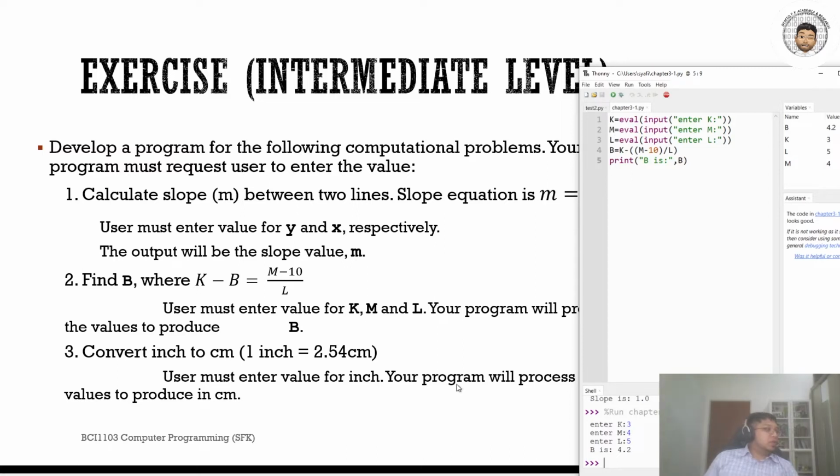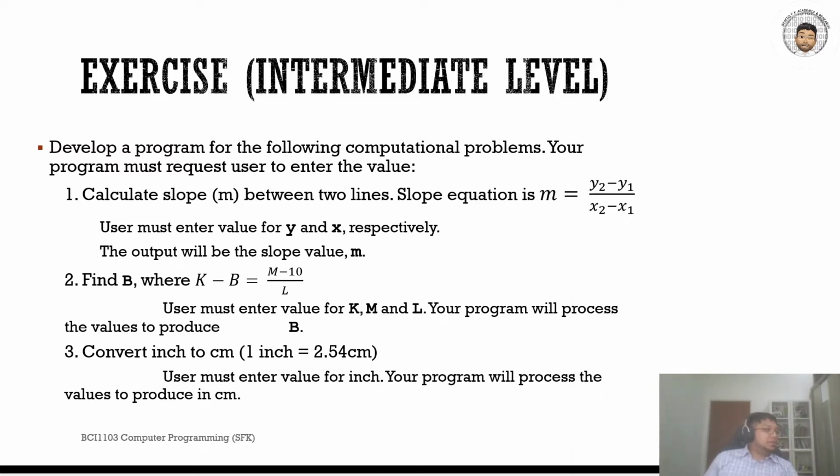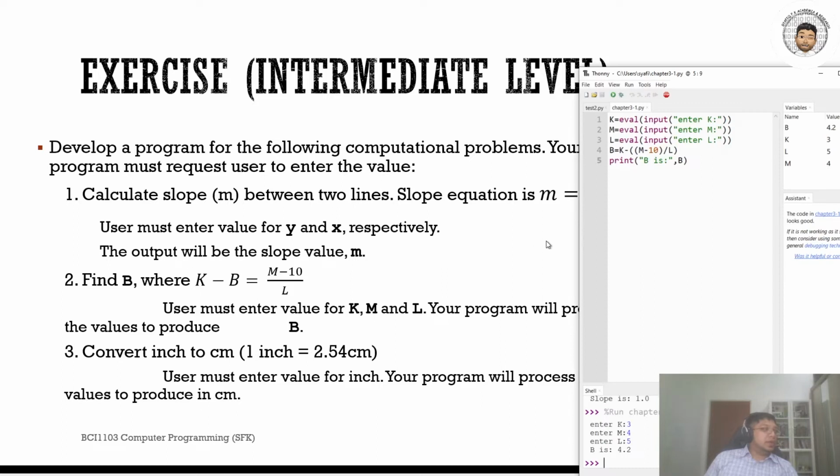Simple. So now we go towards number 3, convert inch to centimeter. This one is the easiest one. So we have enter inch. Enter inch. Here cm is equal to 2.54 times inch.